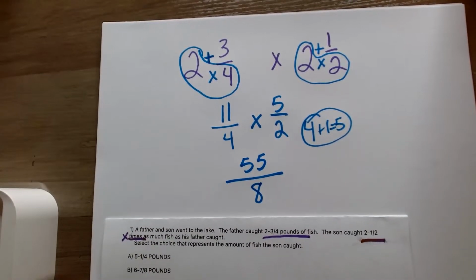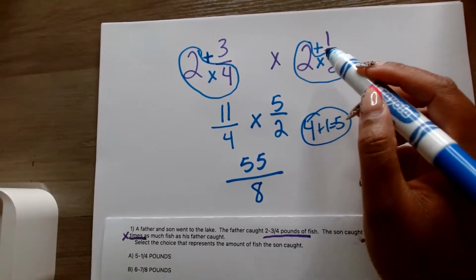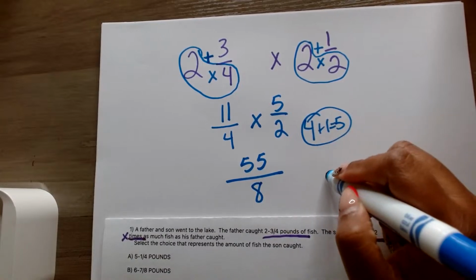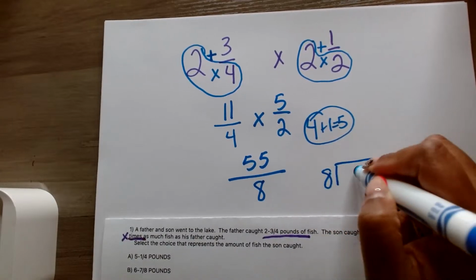And how can we go from an improper fraction back to the mixed numbers that we had? I'll give anybody a second to drop it in the chat. What operation can we do to get this back? Divide. Thank you. You are correct. So we are going to divide.